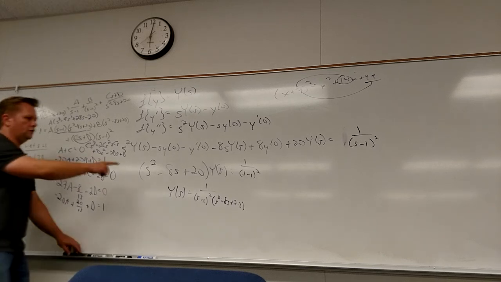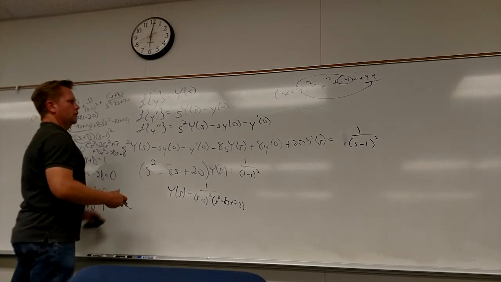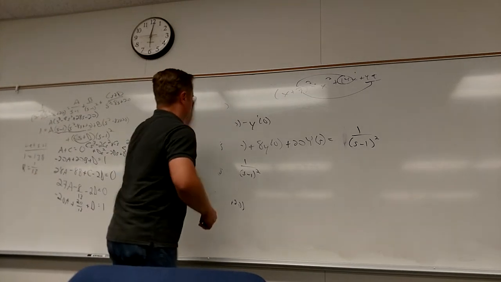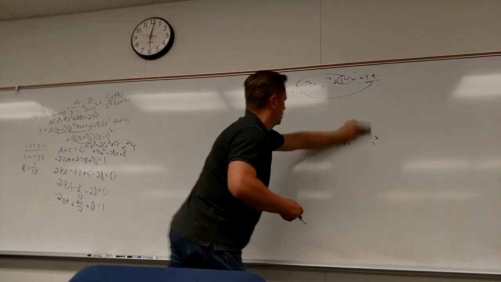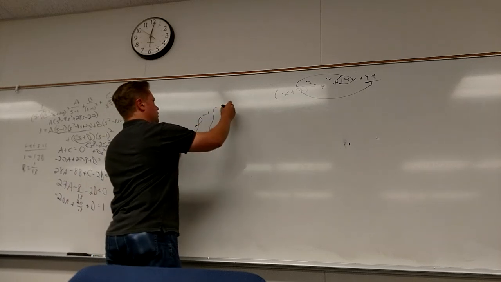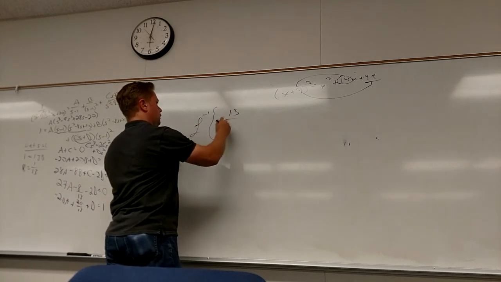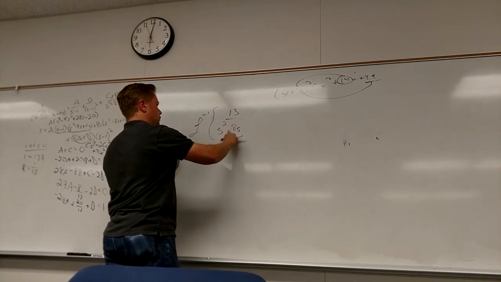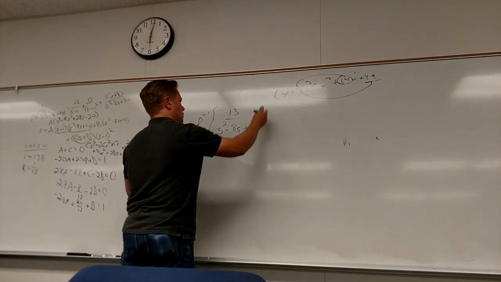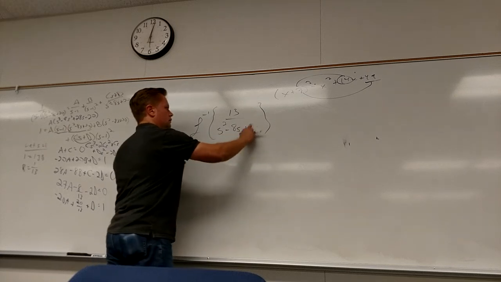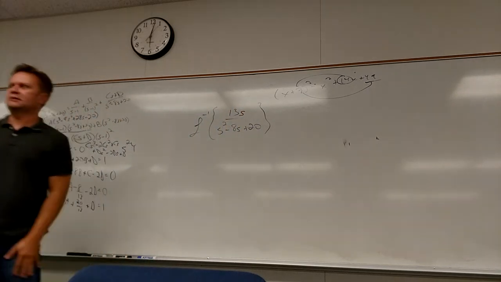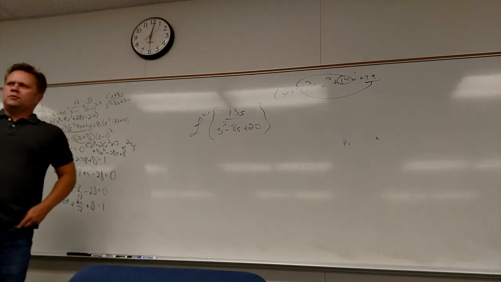Let me focus on this. When I go to do the inverse Laplace, I'm going to have something. I want to do the inverse Laplace of, just going to make something up here, 13 over s squared minus 8s plus 20. How would I start to do this? Let me make this 13s. Yeah, probably. That actually makes it easier.